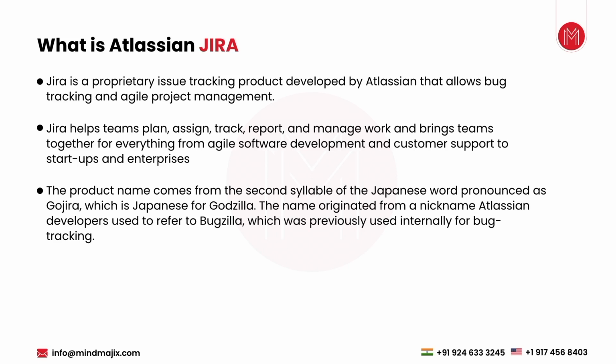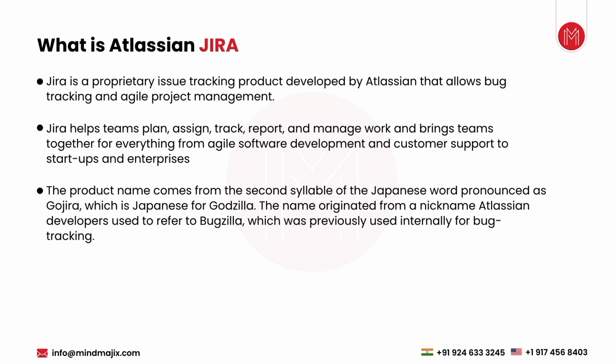Jira helps teams plan, assign, track, report, and manage work, and brings teams together for everything from agile software development and customer support to startups and enterprises. The product name comes from the second syllable of Godzilla, and originated from the nickname Atlassian developed in order to have that Bugzilla, which were previously known as a bug tracking tool. So this was the background of how Atlassian comes, what Jira is.